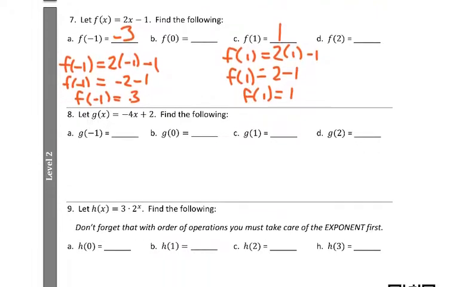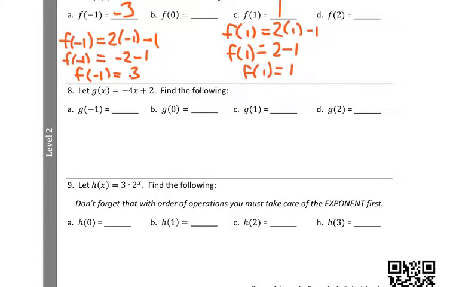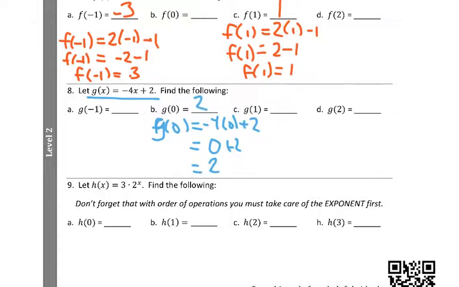Alright, let's go ahead and look at question 8. I'll do B and D on this one. So here we have a new function. It's the function g. So I want to take out the x's in g and put zeros in their place. Well, negative 4 times 0 is 0, and 0 plus 2 is just 2. So I know that when I put a 0 into my function g, it's going to kick out a 2. Well, let's go ahead and see what happens when I put a 2 into my function g.